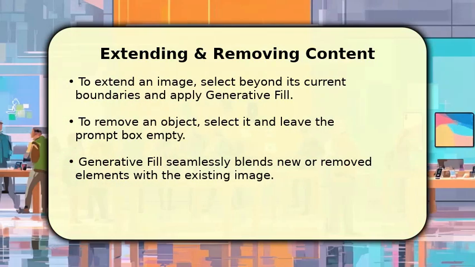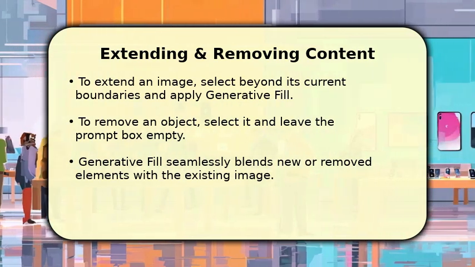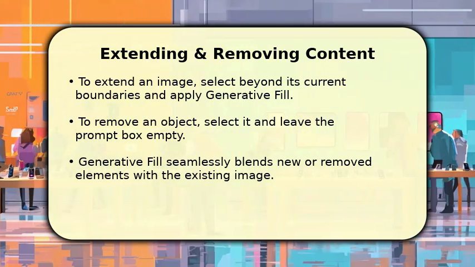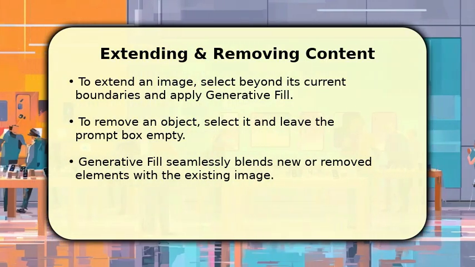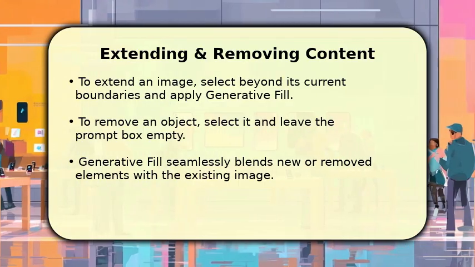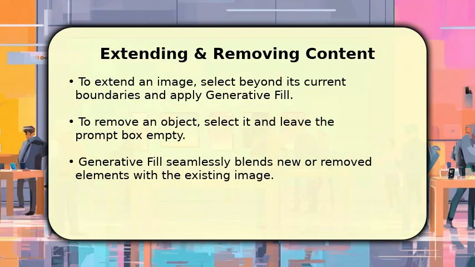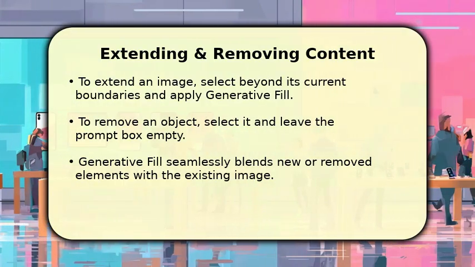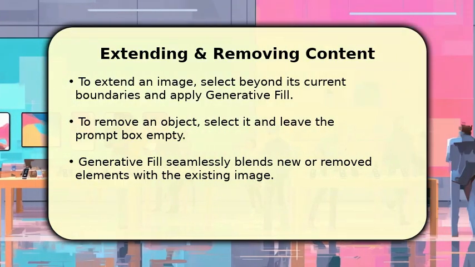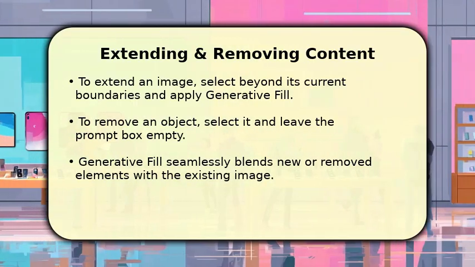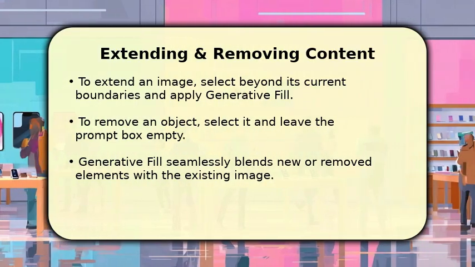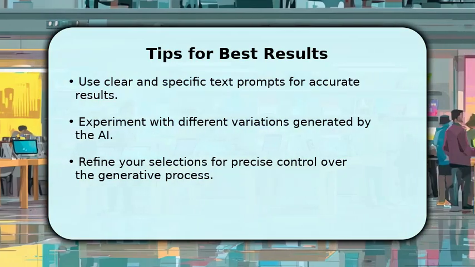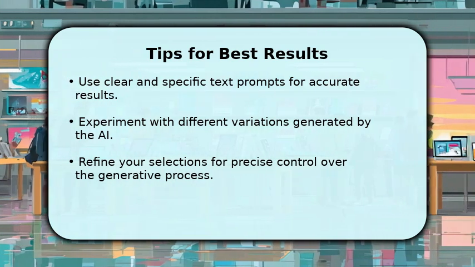Extending your canvas or removing unwanted objects is equally simple. To extend an image, select an area beyond its current boundaries, then click Generative Fill without a prompt. Photoshop will intelligently expand the background. To remove an object, select it precisely and leave the prompt box completely empty. The AI will seamlessly fill the area, making the object disappear as if it was never there, maintaining visual consistency across your image. For the best results, always use clear and specific text prompts.